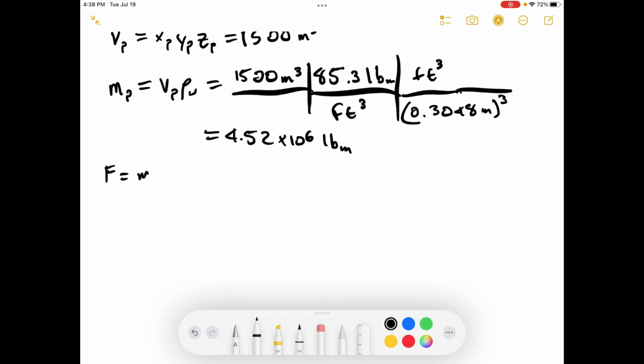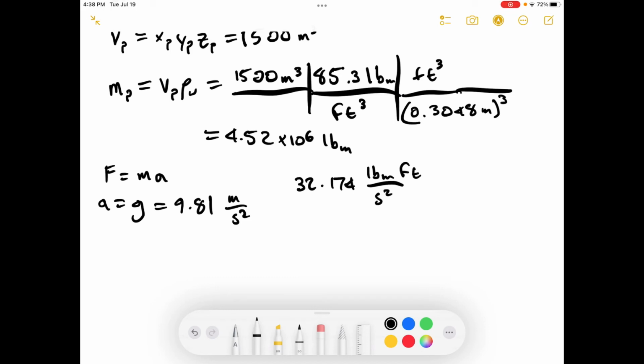The force equals the mass times the acceleration. The acceleration is the acceleration due to gravity when you're calculating the weight of something. And the acceleration due to gravity we can use as 9.81 meters per second squared. Okay, there's also this important conversion where 32.174 pounds mass times feet per second squared is equal to 1 pounds force.